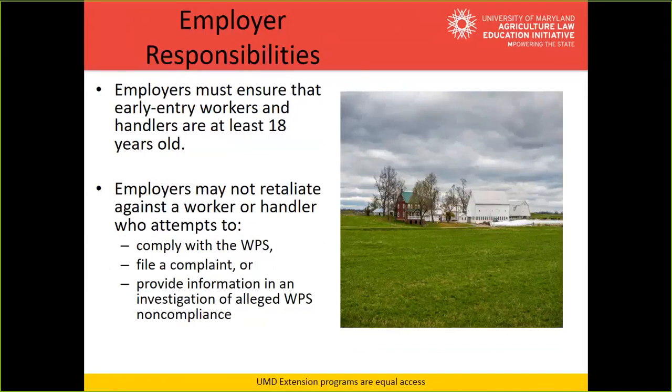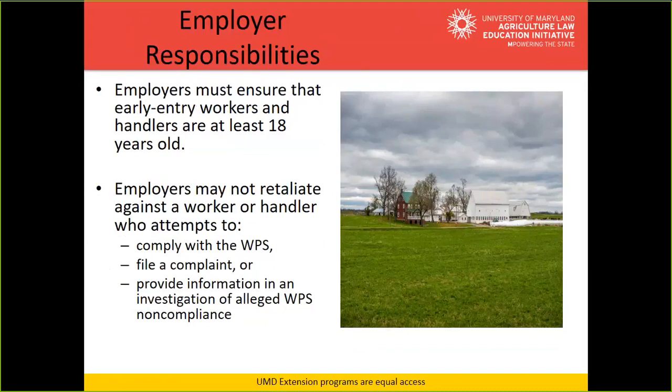So some more employer responsibilities. You need to ensure, if you're the employer, that your early entry workers and handlers are at least 18 years old. And again, you would need documentation and keep it for the requisite amount of time. I would keep it for at least 2 years, proving that those folks were 18 when they had those responsibilities.